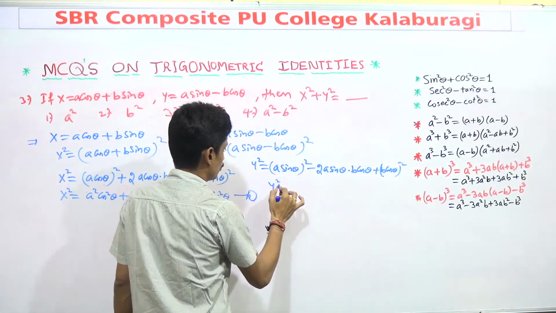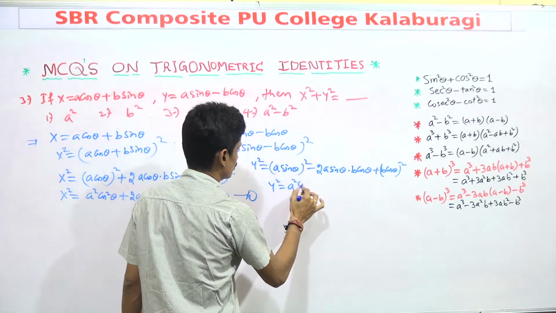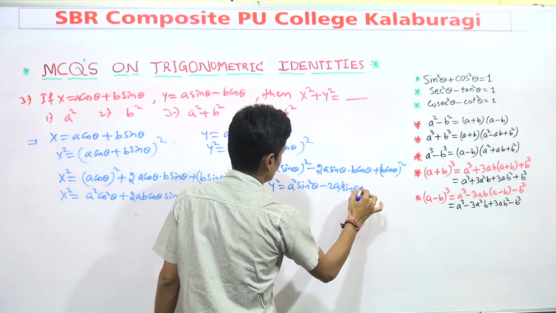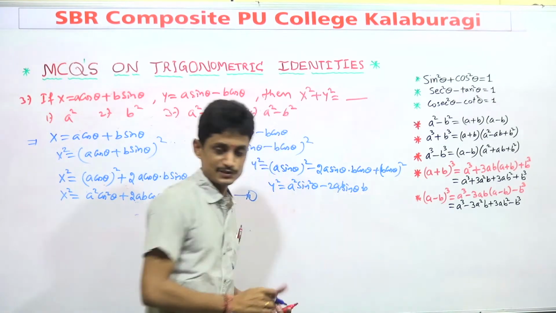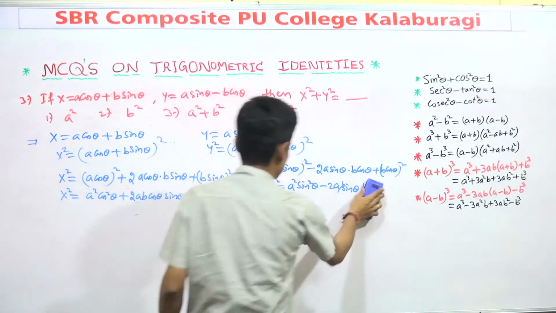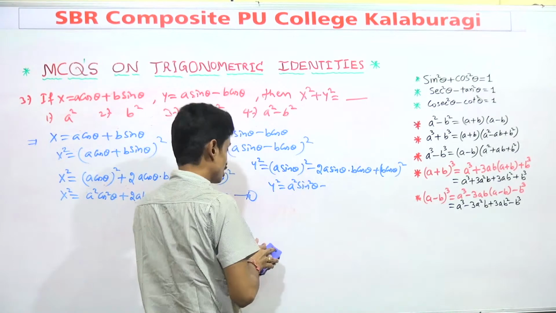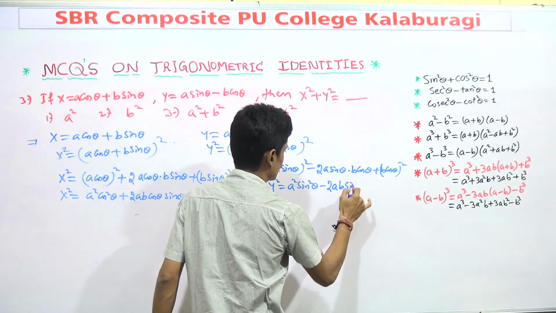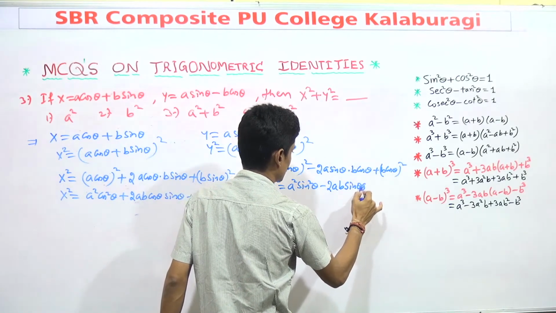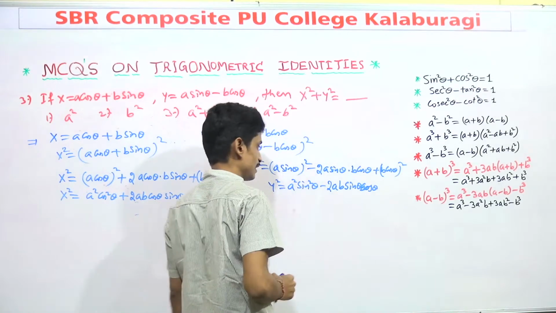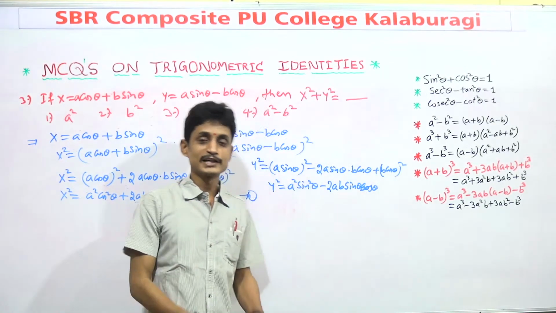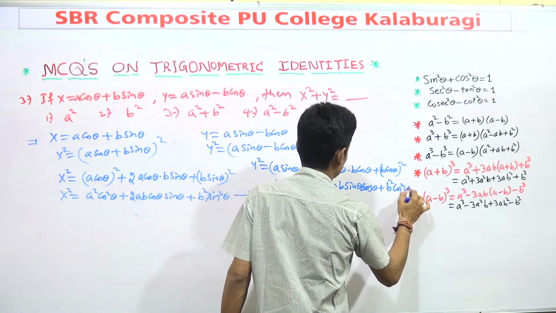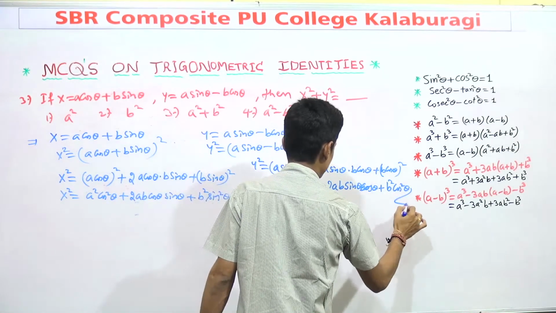Removing the bracket, y square is equal to a square sin square theta minus 2a sin theta into b cos theta. We write 2ab cos theta sin theta in that way. First the constant, a into b is ab, and sin theta cos theta are the same, because these are real numbers. Real numbers are commutative under multiplication. Now it is b square cos square theta. We simply call it equation number 2.